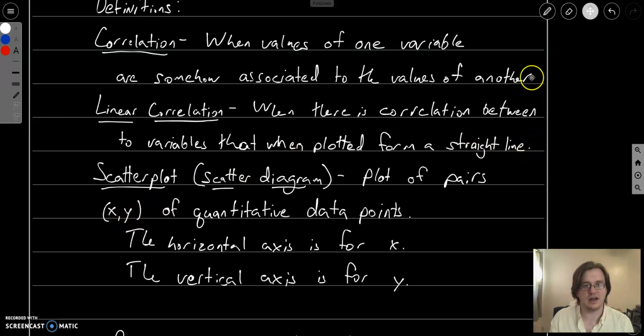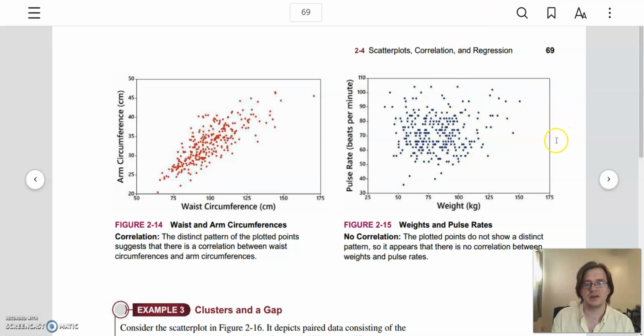I'll take a look at a couple of these plots here. This is just coming from the book. Here we have a couple of scatter plots. This first one, they're relating waist circumference to arm circumference. You can kind of see that this looks like a line going up and to the right. Now it's not perfect. They don't fall exactly on a line, but it does seem like these are going to be correlated. The bigger waist you have, the bigger arms you would have is essentially the take-home message from this plot.